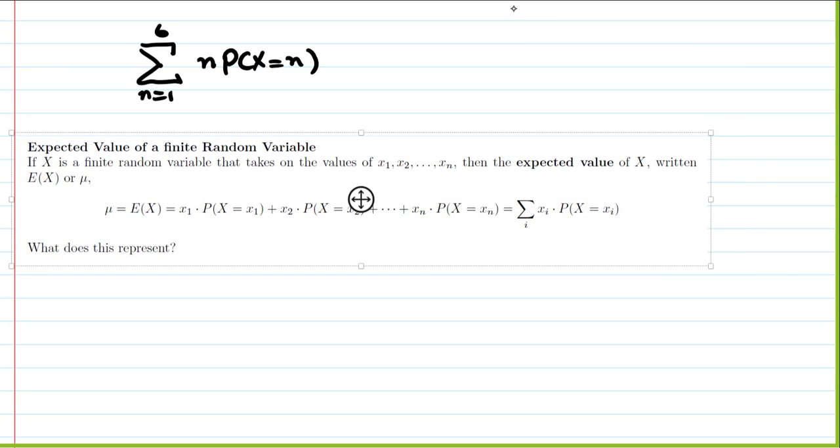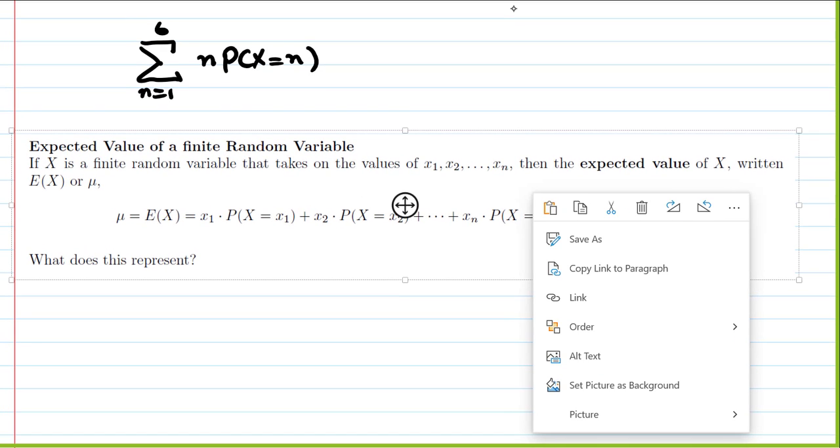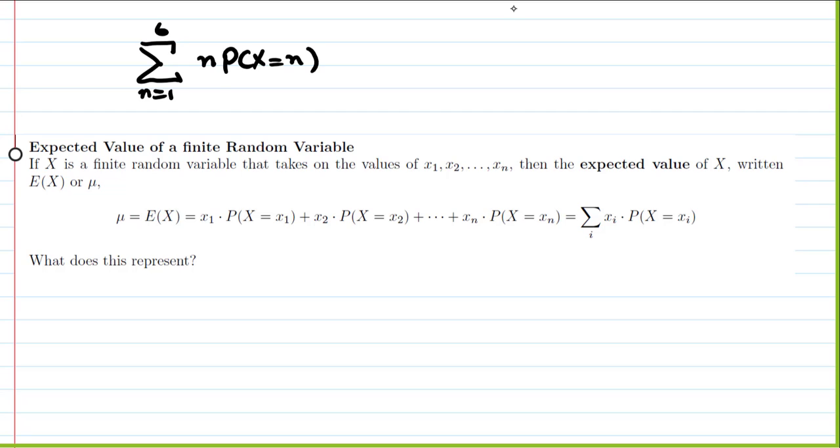And that name is the expected value for a finite random variable. So if x is a finite random variable that takes on the values x1 through xn, then the expected value of x, written as E of x, or mu, which we used before for the population mean. So the population mean, or the expected value, as we just saw, is x1 times P of X equals x1 plus so forth, adding all of those up using the sum over all of these.